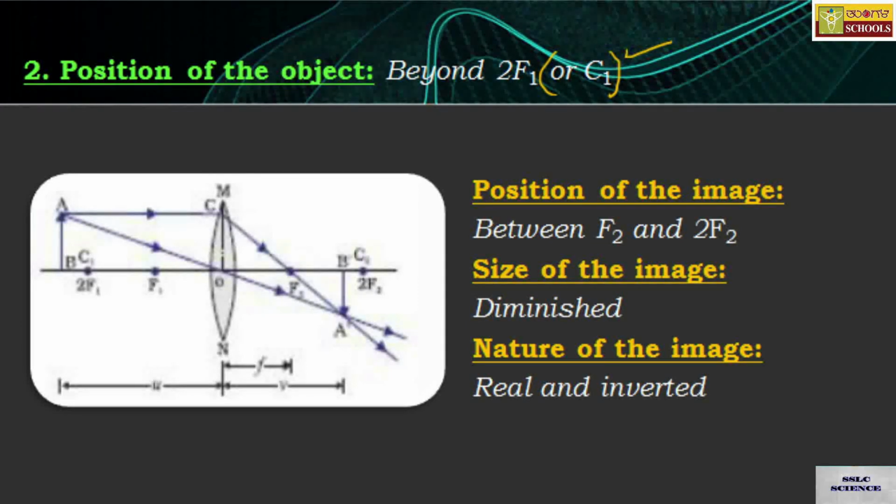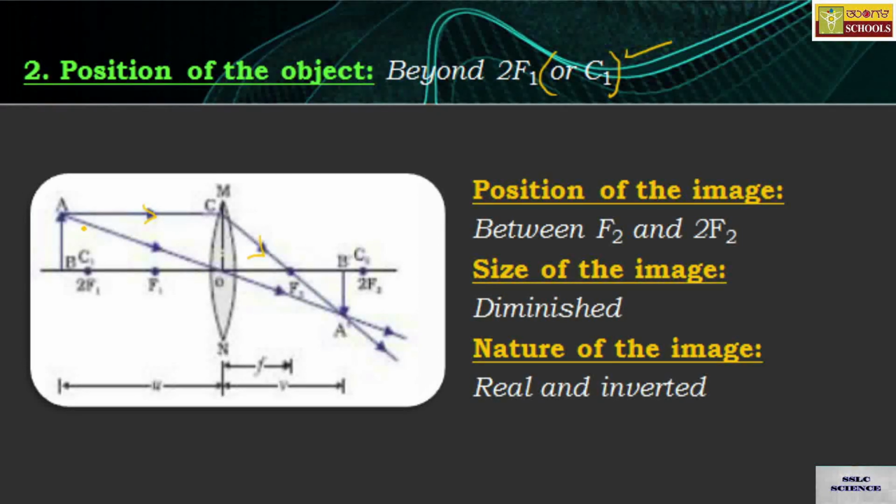In the previous point I did not discuss the rules. Here what happens is, from this point the ray moves parallel to the principal axis. The ray which is moving parallel to the principal axis must go through the second principal focus. That's the reason why you are getting it like this. Okay, so this is the route of a ray of light.